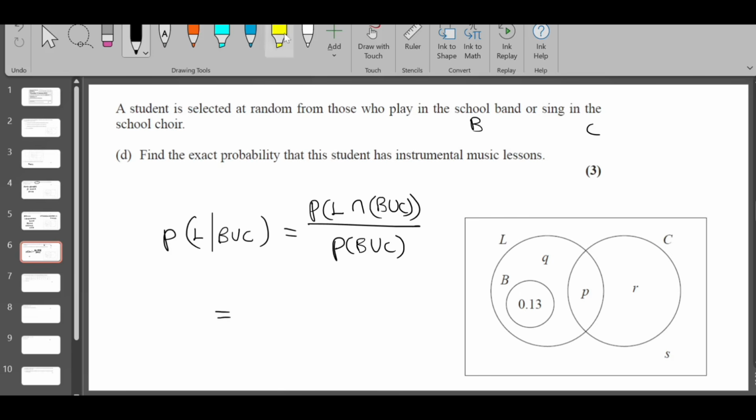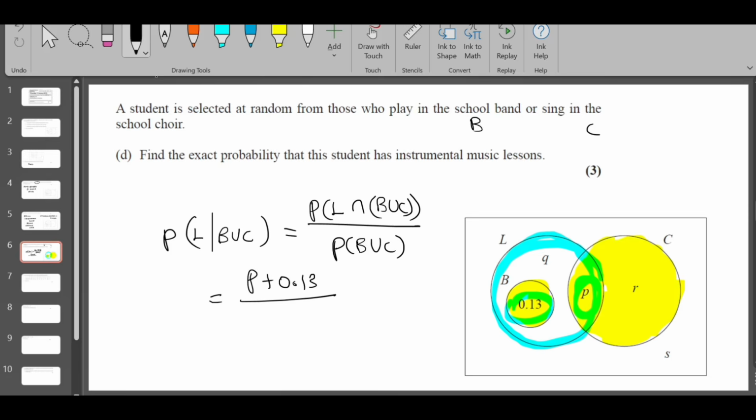B union C is this B. These two are mutually exclusive. So this is B union C. You need to shade the whole B and C. So the part shaded in this diagram is B union C. Now which part of L is this whole thing? So which part of L is intersecting with the yellow region? P and this, right? So it's P plus 0.13 divided by B union C. B union C is all the yellow one.